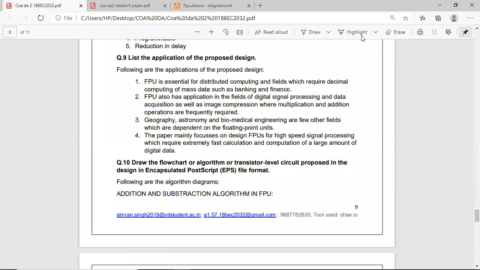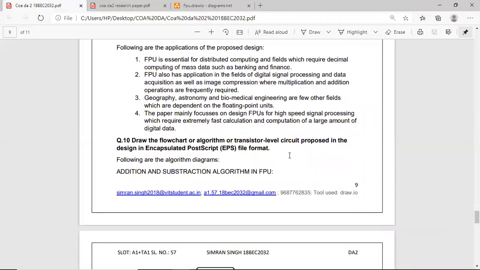Apart from digital signal processing, data acquisition, as well as image compression, where multiplication and addition operations are frequently required, also highly depend on the use of floating point unit. The fields which require the computation and calculations of mass data, such as banking and finance, also highly exploit the FPU. Thus, these were the applications of the floating point unit as discussed in the paper.